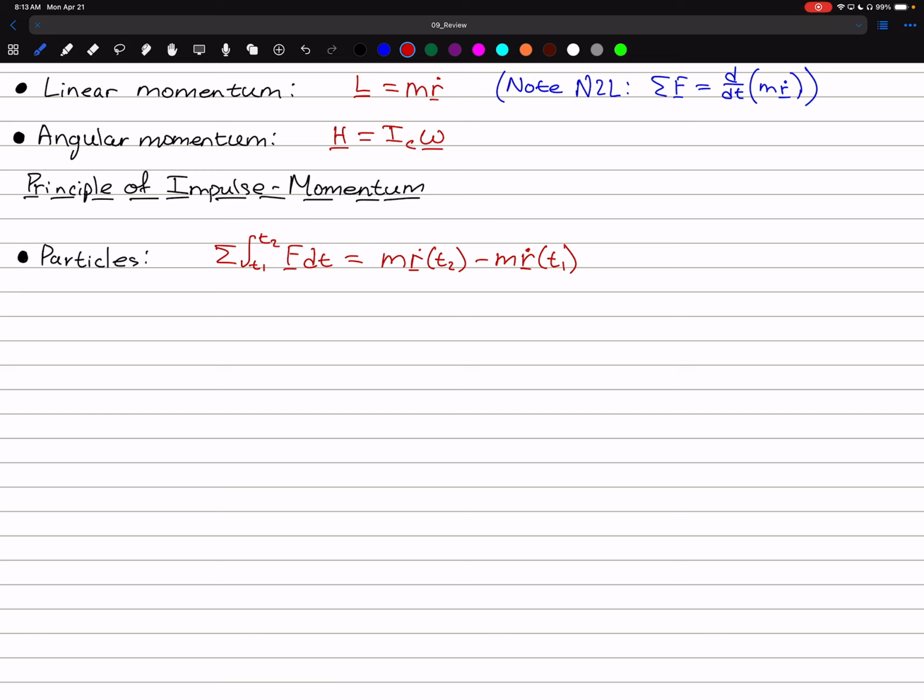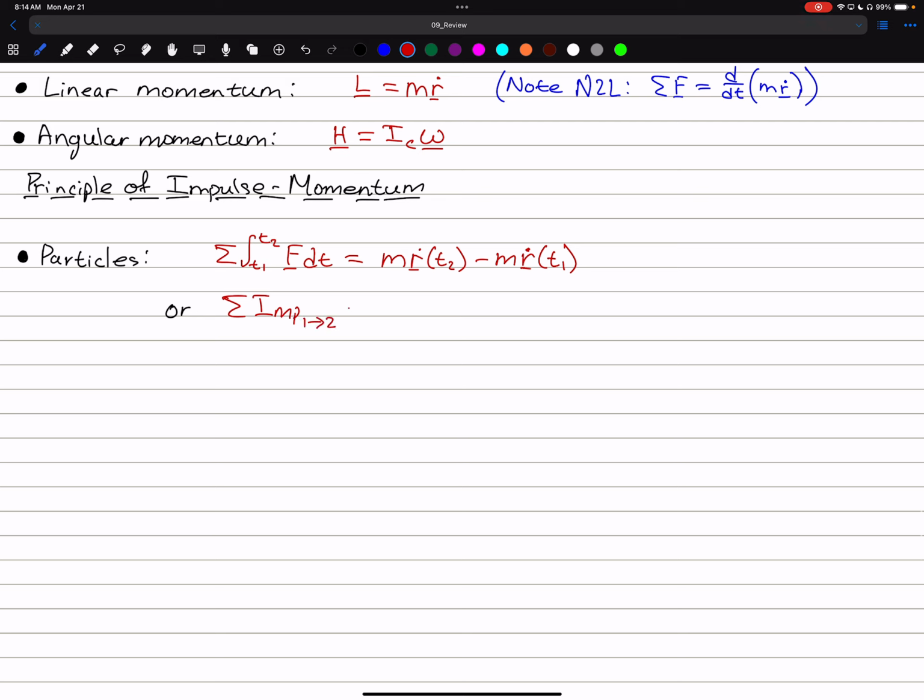Now, in this class, we really only applied this when we had some short duration force, but this equation is true even if you have a long duration or a continuously varying force. But it's most useful in cases where you have a short duration force, like an impulse. You can also write this as the sum of the impulses, which we just wrote as Imp from 1 to 2, is equal to the mass times the change in the velocity: r dot sub 2 minus r dot sub 1.